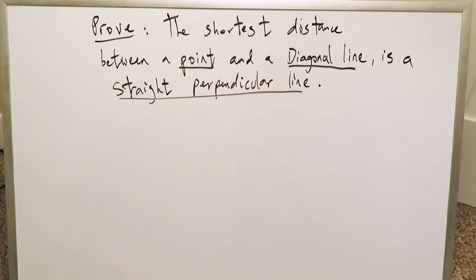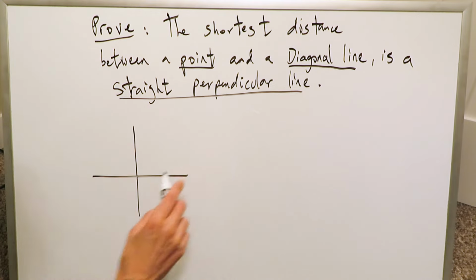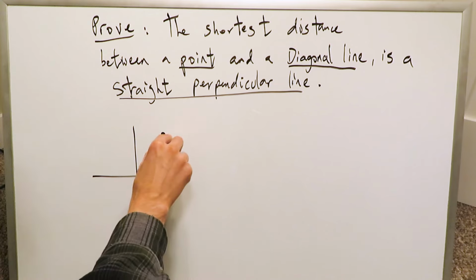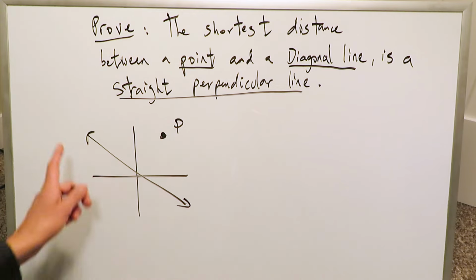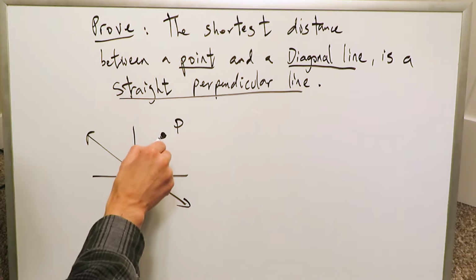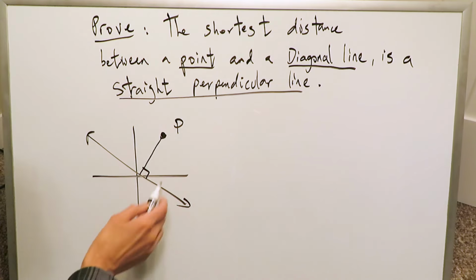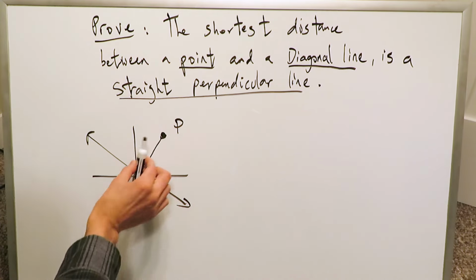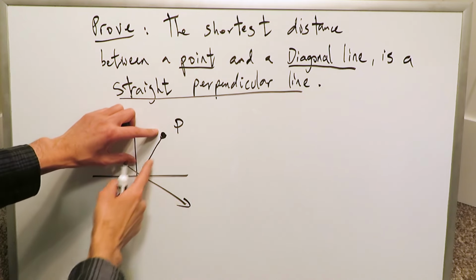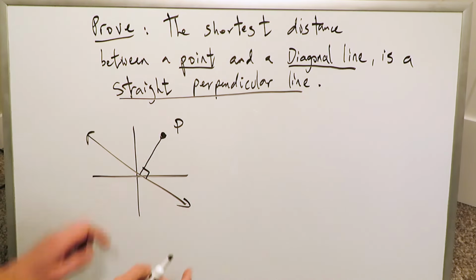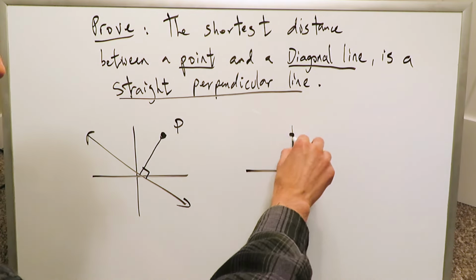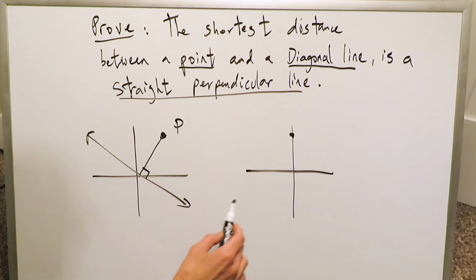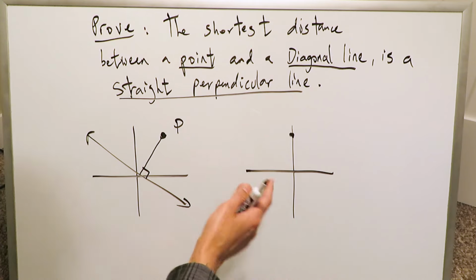And why would that be the case? You can visualize exactly what we're talking about. If you have a particular point, let's call this P, and you have a diagonal line at whatever orientation, if you want to get from this point to anywhere on this line, the quickest route would be a straight perpendicular line. We've drawn a small segment from that point, perpendicular to the line. It's at 90 degrees. Consider another point, and remember, we're connecting a point to a diagonal line, not a horizontal line.